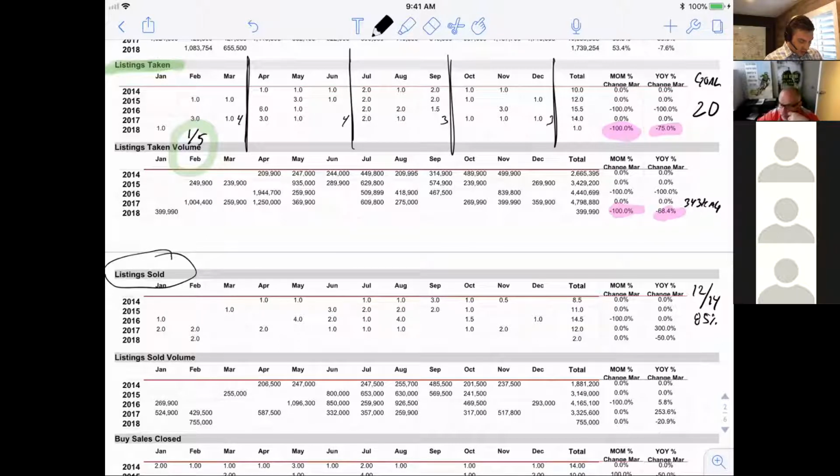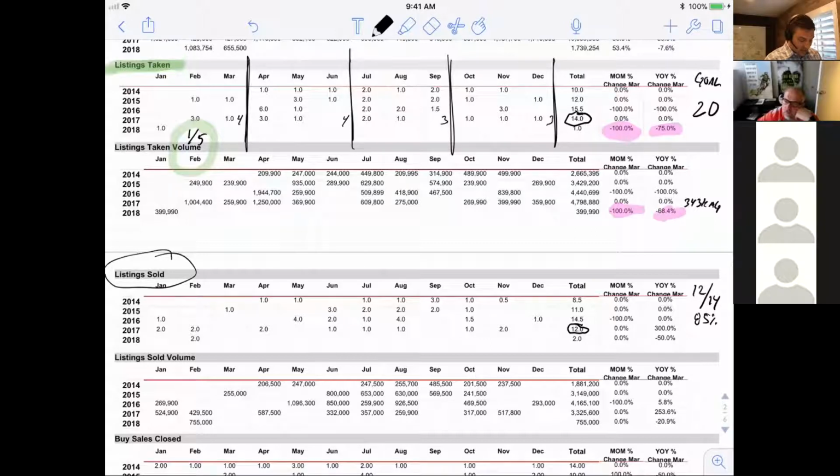And we can see with this agent, listings sold, if we look at 2017, she sold 12 of her listings, but she took 14 listings. That means she sold 85% of the listings she took. Now that's still pretty good. That's a good number, because right now the industry standard is closer to 75, so she's still outperforming that.